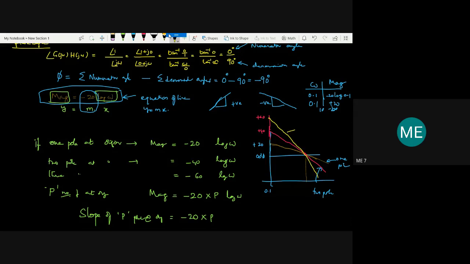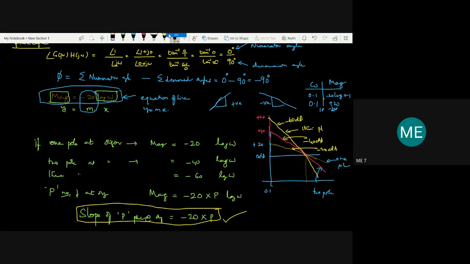So it means that it has three poles at origin, having the slope of minus 60 dB. This is the slope of minus 40 dB. This is the slope of minus 20 dB. Likewise, depending on the number of poles at origin, we can straight away start with the starting point. If it is one pole at origin, the starting point will be plus 20 dB, and then two poles at origin start with plus 40. If three poles at origin, start from plus 60. Likewise, it keeps going.